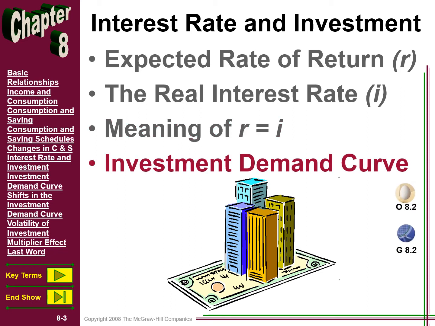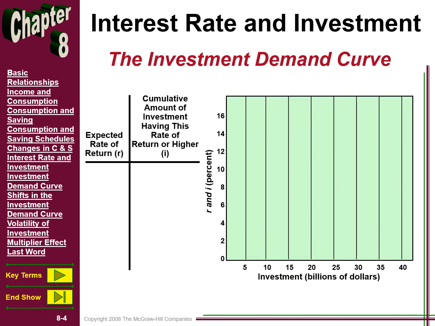Now let's look at the investment demand curve graphically. On the left-hand side, we have this numeric relationship between the amount of planned business investment and the relationship between the expected rate of return and the real rate of interest. So on this particular graph on the right, down bottom, we have our typical quantity axis on the horizontal axis, the x-axis, similar to any demand curve.